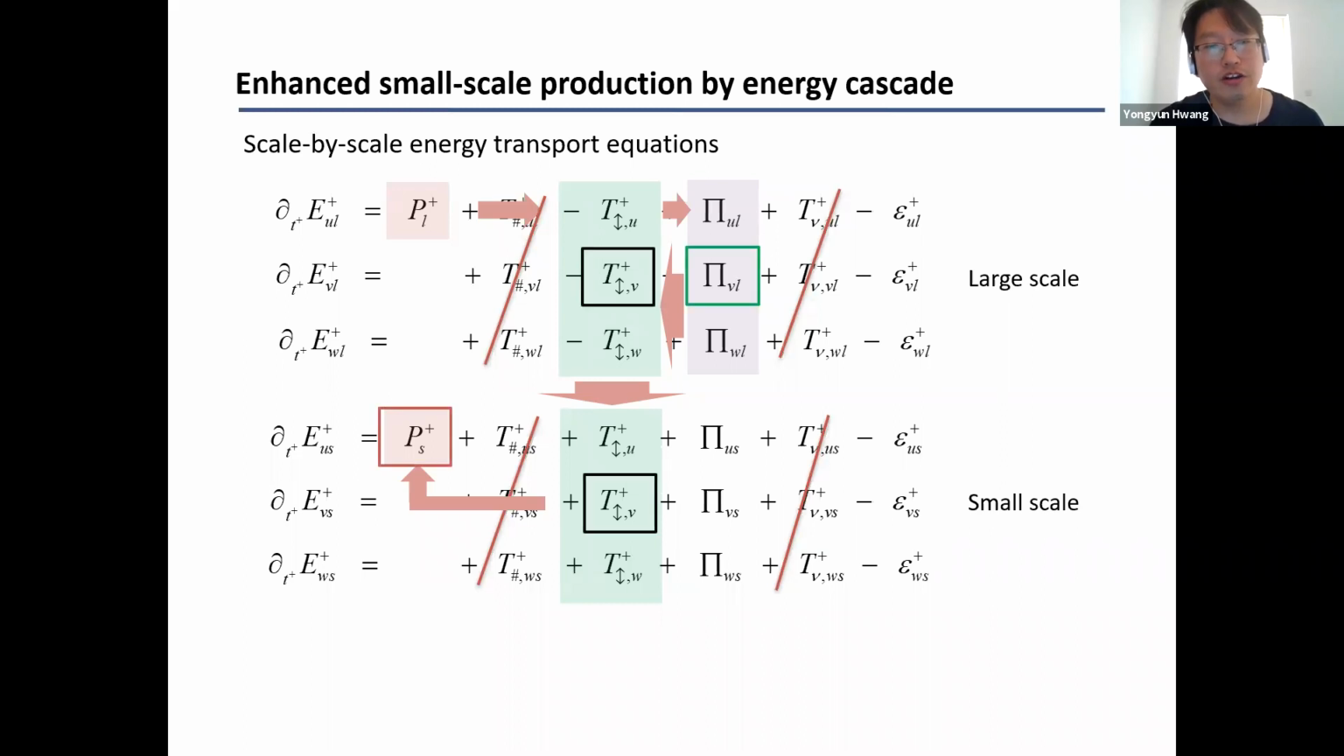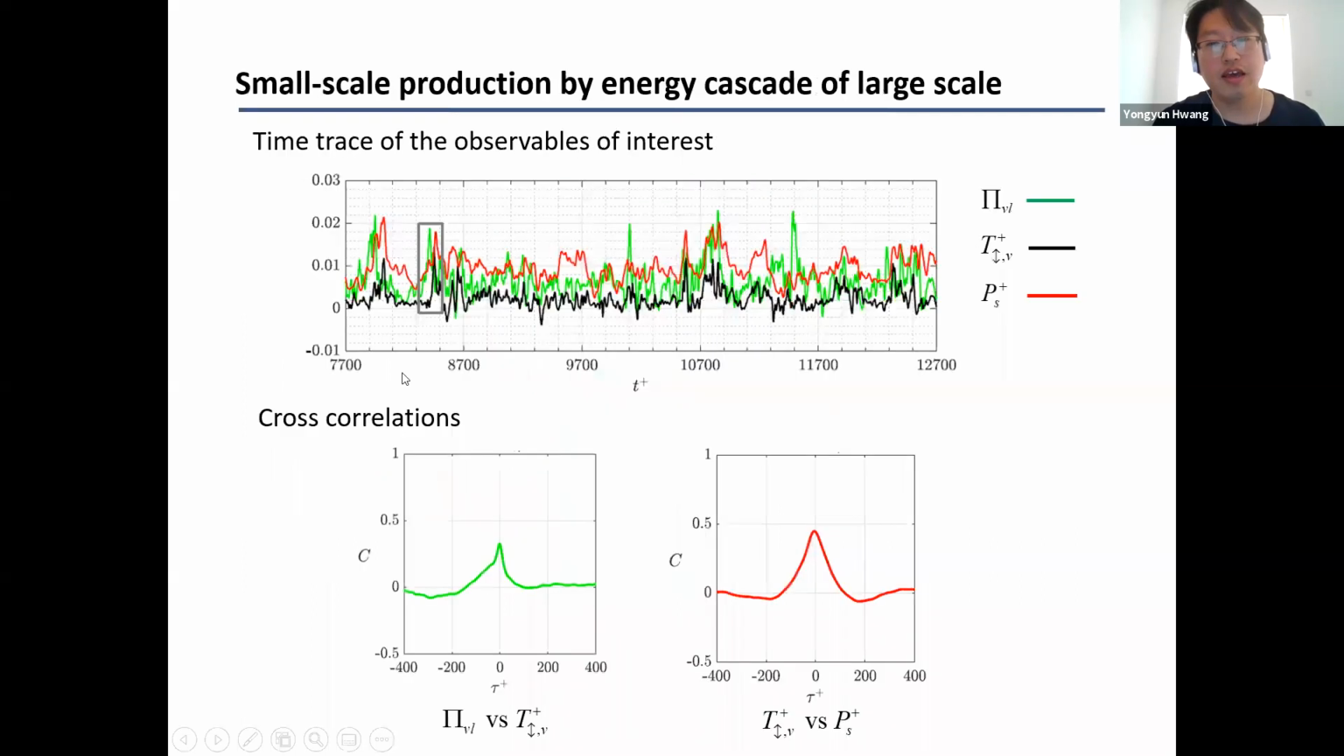So here, I'm going to focus on three variables. This is wall-normal pressure strain, wall-normal turbulent transport, and small scale production. You simulate that and check how they behave in time. And this is the plot that we obtained from DNS. What you see here is that the nonlinear transport, given with the black line, shows very strong correlation with the small scale production, but you see that it is not always correlated.